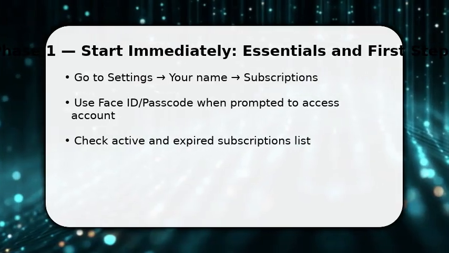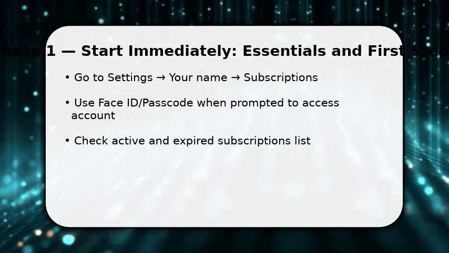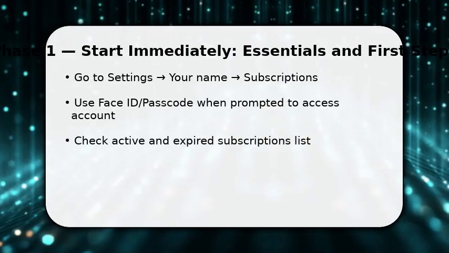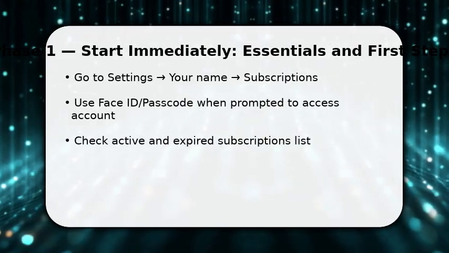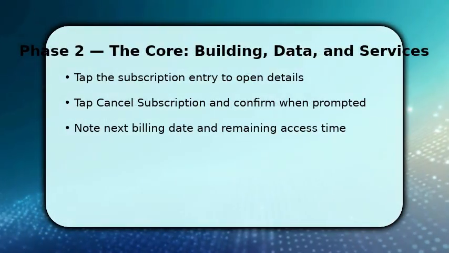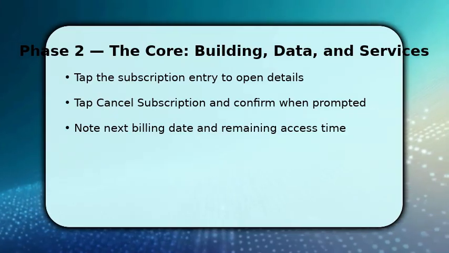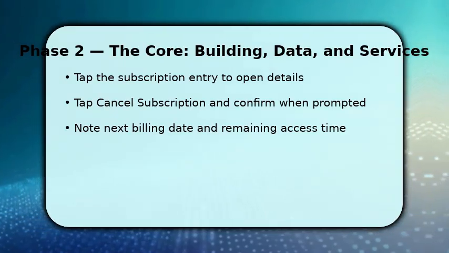Make sure to scan the list for the specific iTunes or App Store subscription you want to cancel. After you locate it, you can tap to see price, renewal date, and the cancel option so you know what will stop. Once you open the subscription details, read the renewal date and plan tier so you understand what you are canceling. Tap Cancel Subscription and confirm your choice.